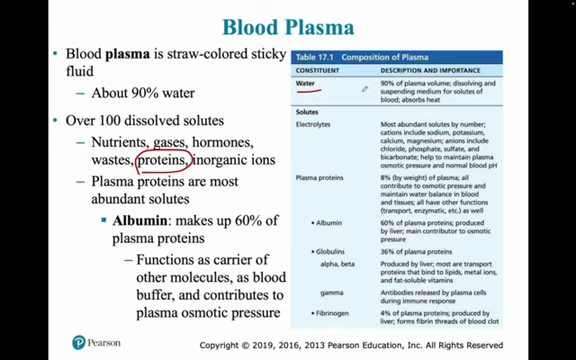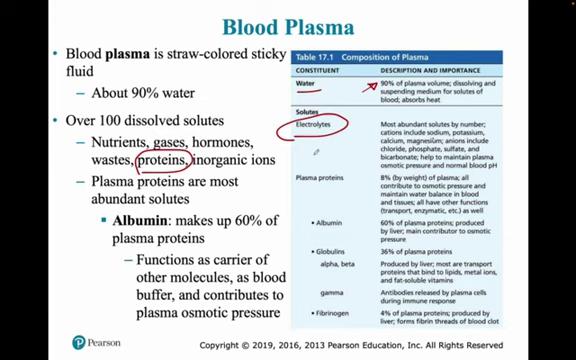So water is 90% of blood plasma, and that is very important because it is the dissolving medium for solutes, and it is also an absorbent of heat. There is a huge number of inorganic ions, which are the electrolytes, like I said, sodium, potassium, calcium, magnesium, all of these, and also chloride, which is an anion.